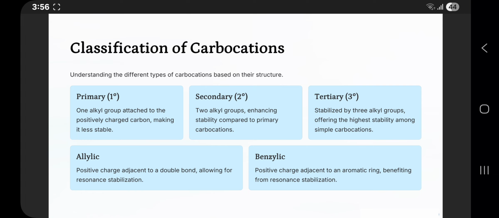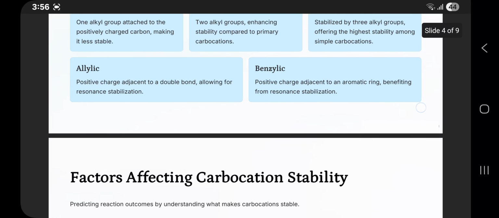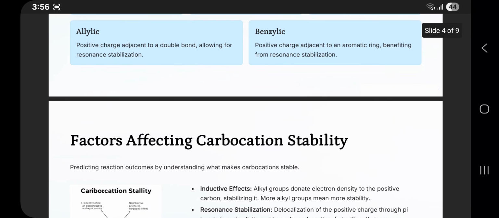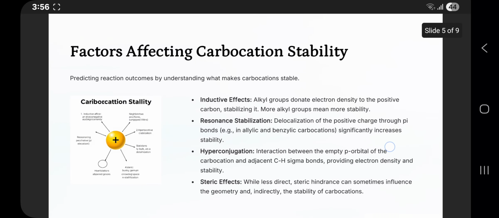Now allylic: positive charge adjacent to a double bond, allowing for resonance stabilization. Benzylic: positive charge adjacent to an aromatic ring, benefiting from resonance stabilization. So the benzylic carbocation is the most stable carbocation.